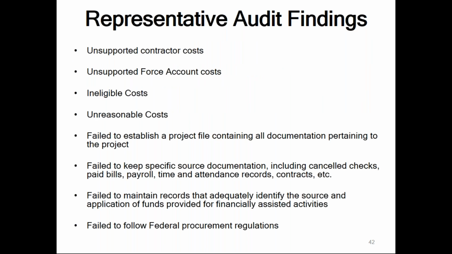Some representative audit findings: unsupported contractor costs, unsupported force account costs, which are related to your force account labor or your force account equipment. Sometimes ineligible costs are determined. Some costs can be determined to be unreasonable. Failure to establish a project file containing all documentation pertaining to each project, or you failed to keep specific source documentation, including canceled checks, paid bills, any payroll, your time and attendance records, contracts, etc. Or you failed to maintain records that adequately identify the source and application of funds provided for financially assisted activities. Failure to follow federal procurement regulations is also a very common audit finding.